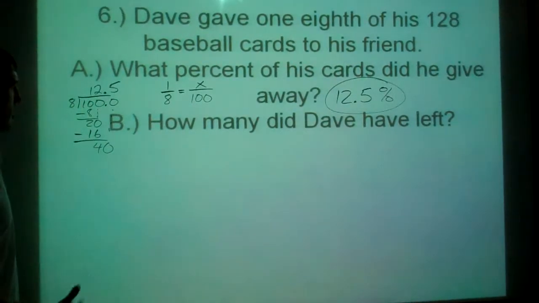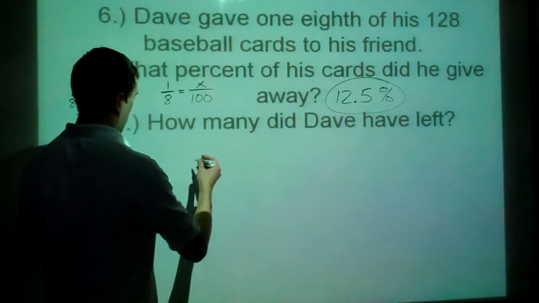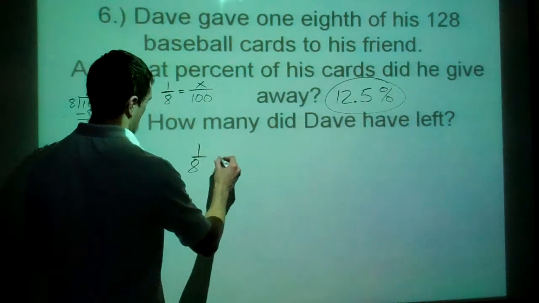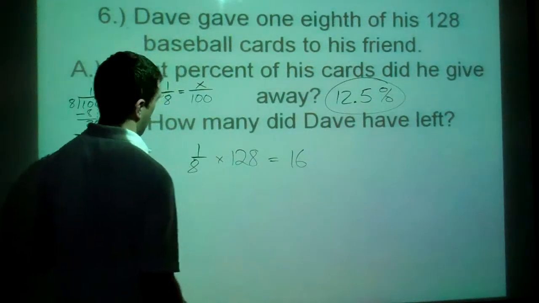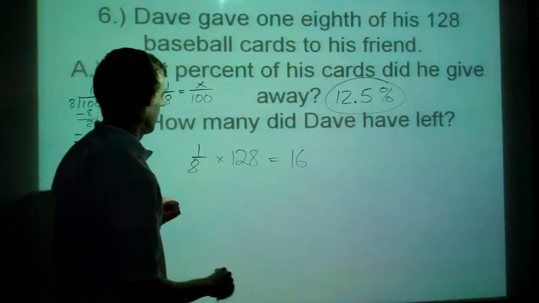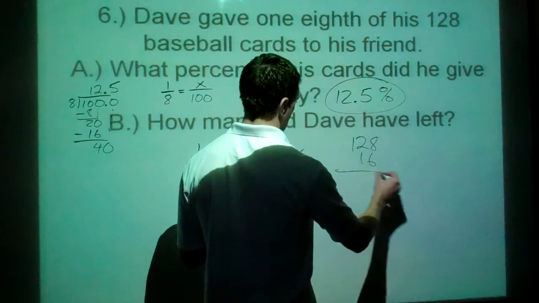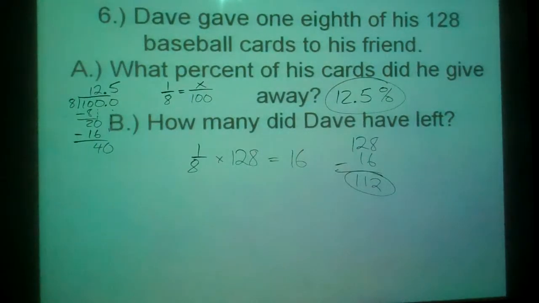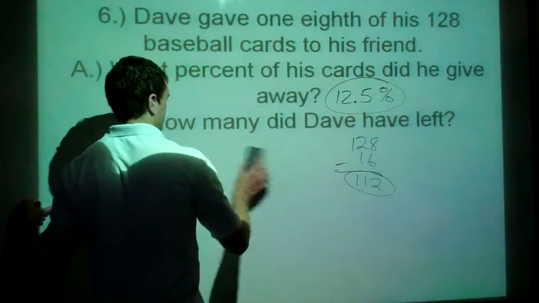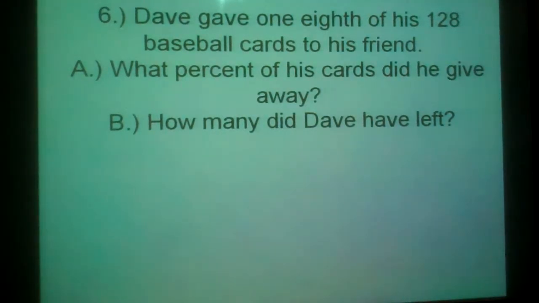Well, he gave away 1/8, so that's one way we can think about it. So what is 1/8 of 128? 1/8 of 128 is 16. That's basically 128 divided by 8. And if he gave away 16, that means he has 112 left of his 128. Alright? A few different ways to do that problem too, so you don't have to do it exactly like I did, but that's one way to do it, and that'll get you the answer.